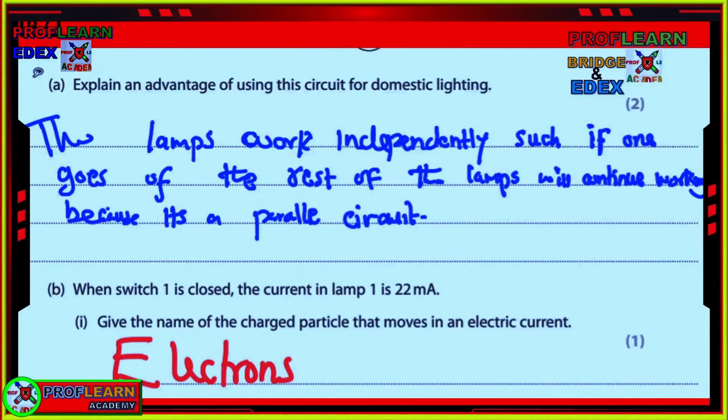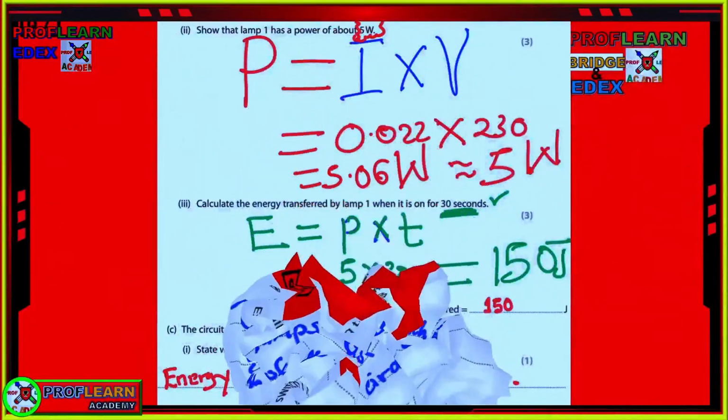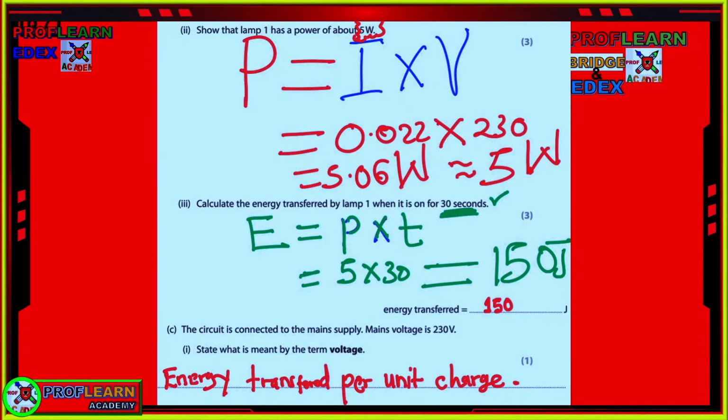So in order to work it out, we are going to say that power equals IV, which means 0.022 times 230, and that gives us 5.06 watts, which is equivalent to 5 watts. Calculate the energy. Remember, energy is equal to power times time, and time has to be in seconds. Working it out, this is exactly what we are going to get as 150 joules.